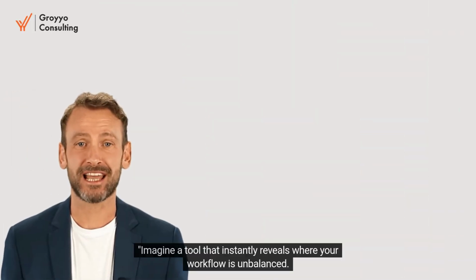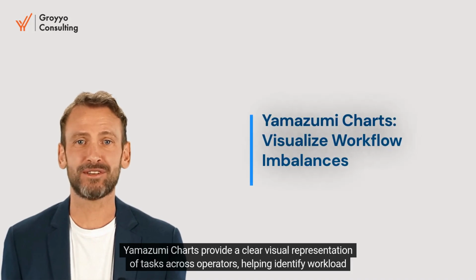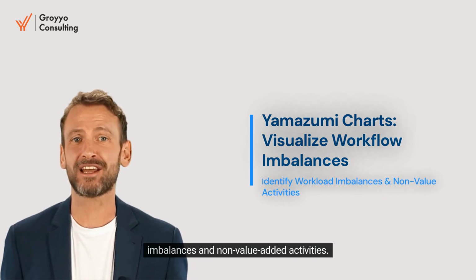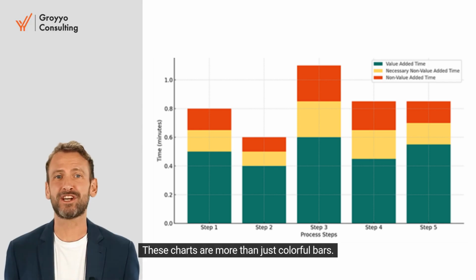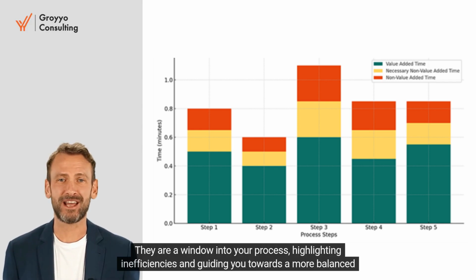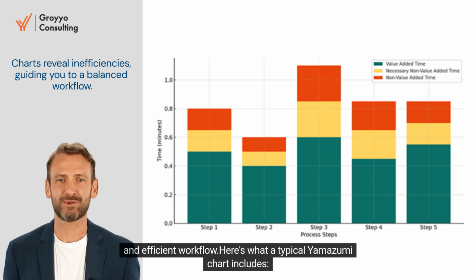Imagine a tool that instantly reveals where your workflow is unbalanced. Yamazumi Charts provide a clear visual representation of tasks across operators, helping identify workload imbalances and non-value-added activities. These charts are more than just colorful bars. They are a window into your process, highlighting inefficiencies and guiding you towards a more balanced and efficient workflow.